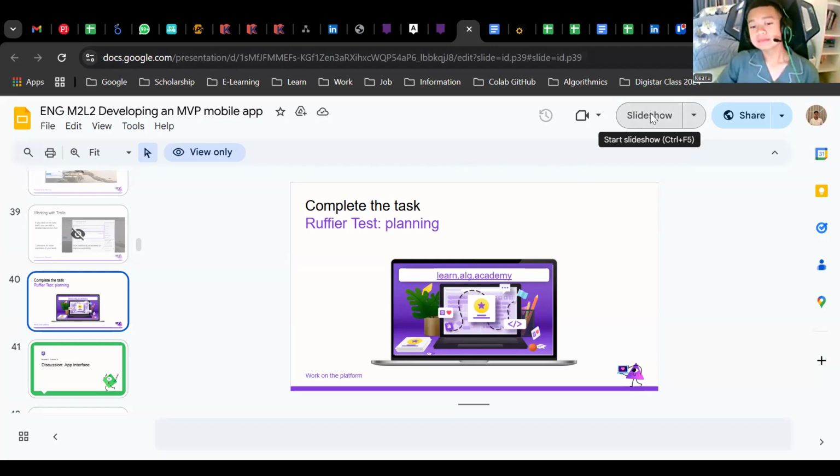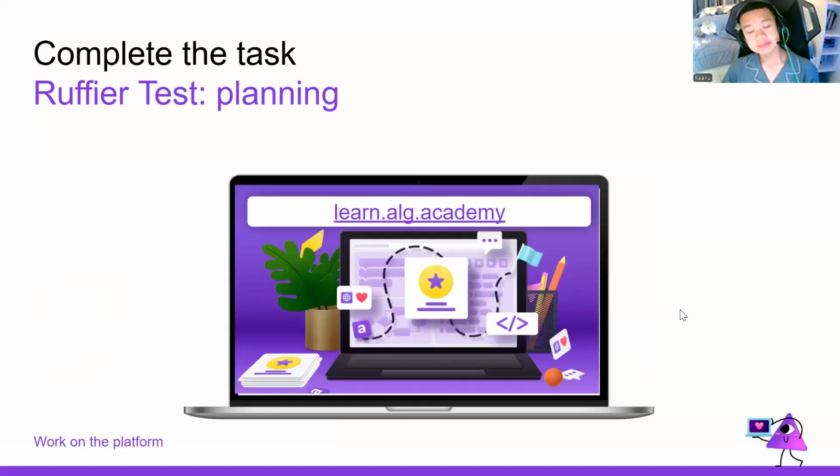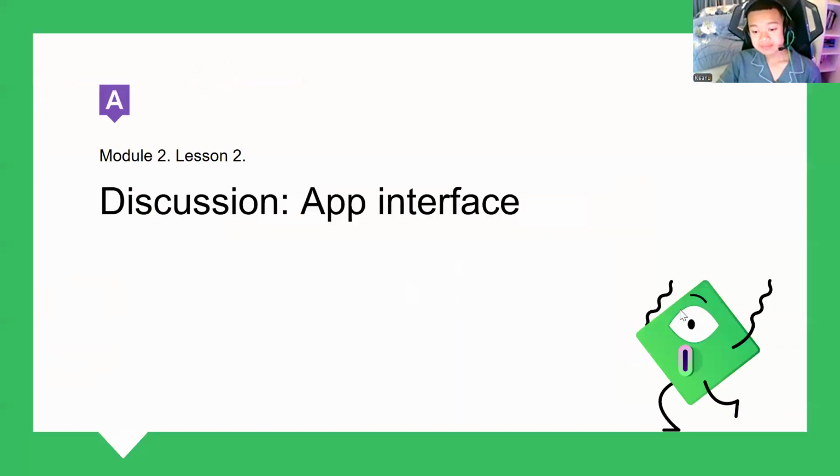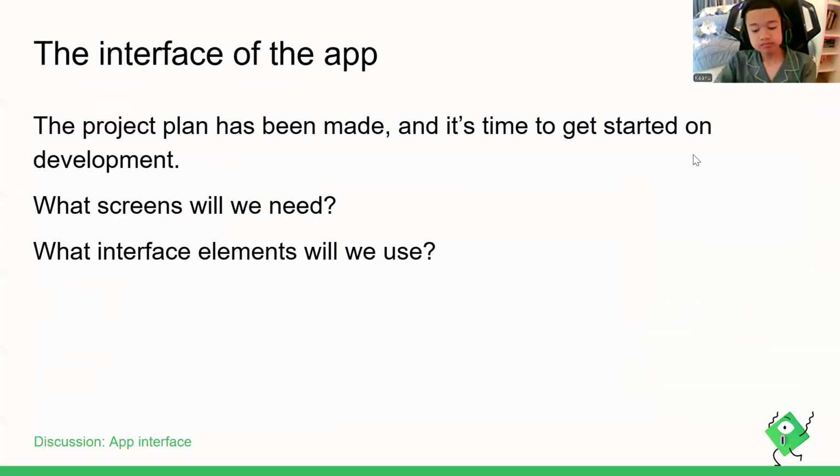Okay, so let's go. We continue with the planning. We go for our discussions about the app interface. So we have the interface of the app. The project plan has been made, and it's time to get started on the development. The question now is what screens will we need, and what interface elements will we use for this.